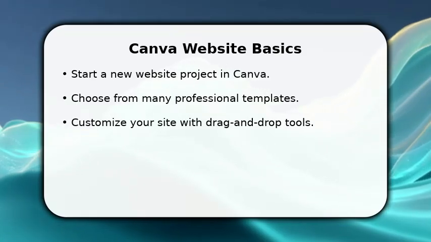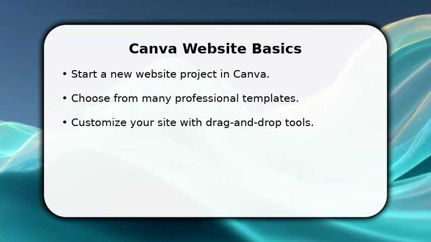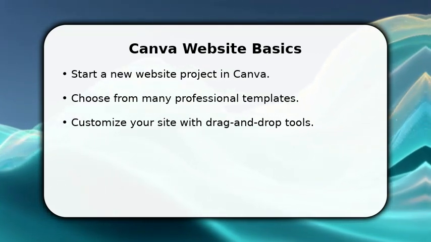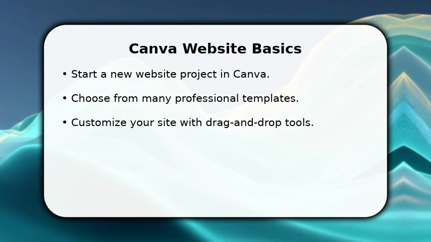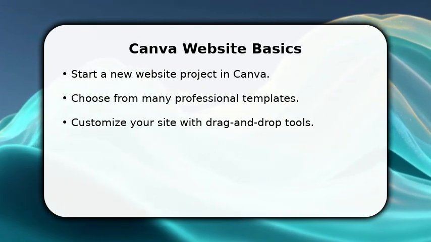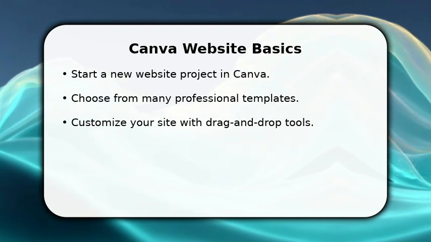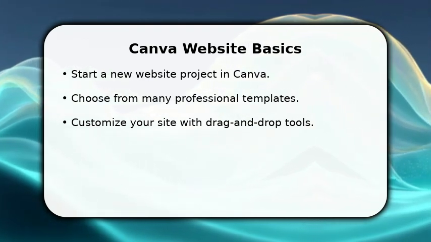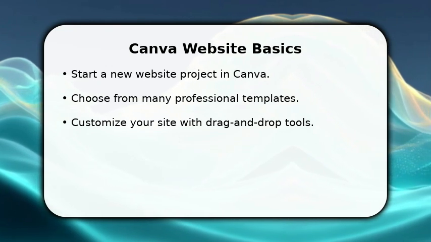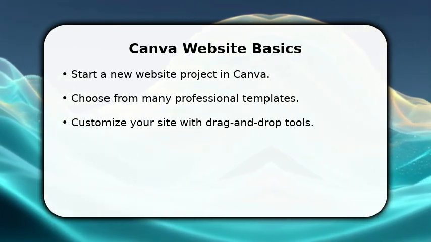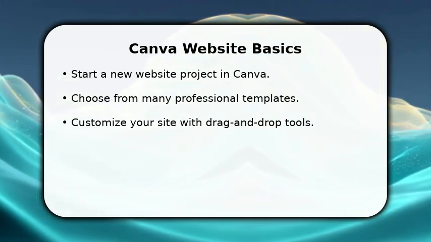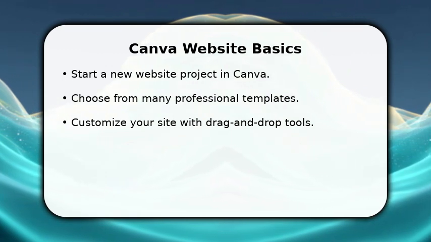In this video, I will explain how to use websites on Canva. First, open Canva and select the website option to begin a new project. You'll find a wide array of professionally designed templates to kickstart your site. Simply choose one that fits your vision, then use Canva's intuitive drag-and-drop interface to easily customize every element. It's incredibly straightforward to get started.